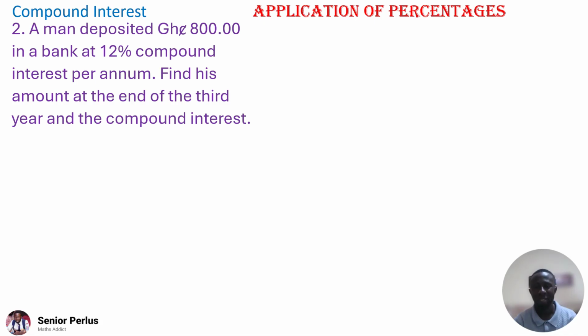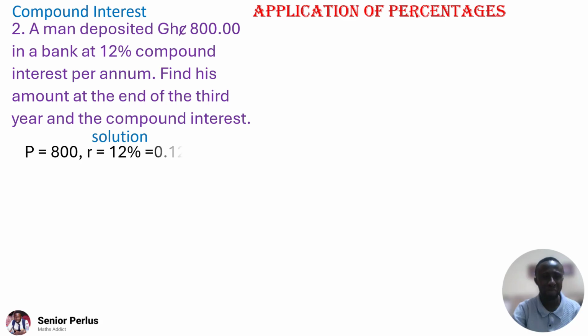So our second example on compound interest is this. A man deposited 800 Ghana cedi in a bank at 12% compound interest per annum. Find his amount at the end of the 3rd year in the compound interest. Very simple when you are using the formula. So you know the principal, you know the rate, and you know the time. I change the rate 12% to 0.12. That's the same thing. That's 12 out of 100. We do division on those things.